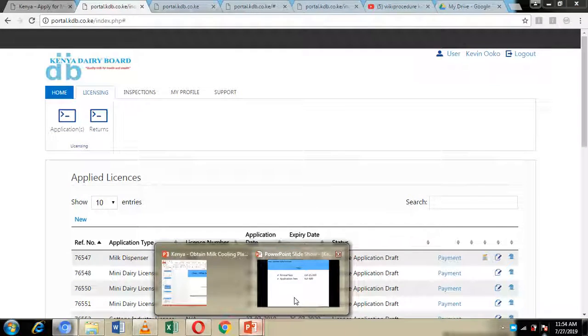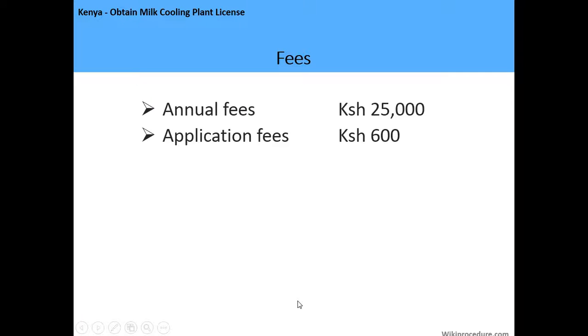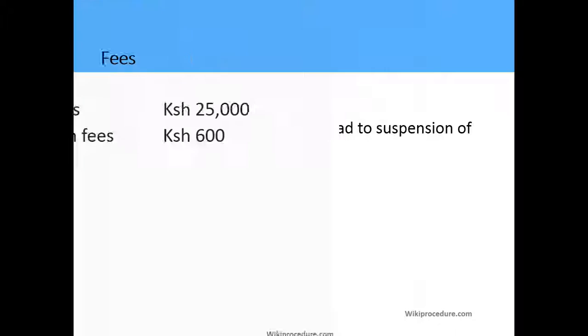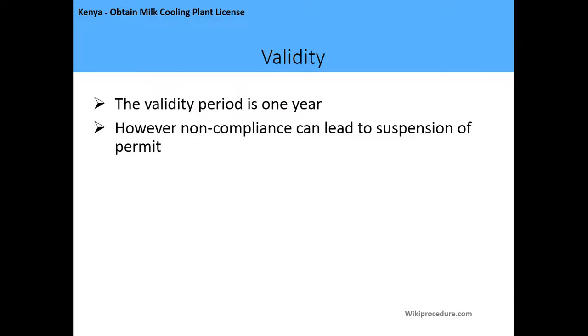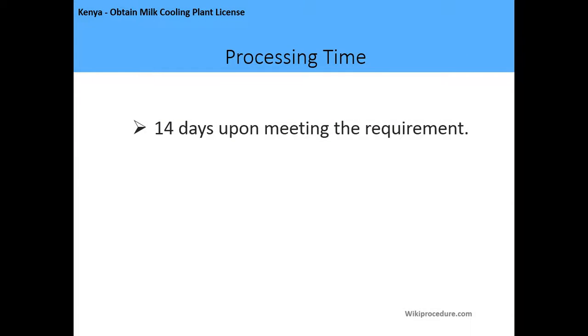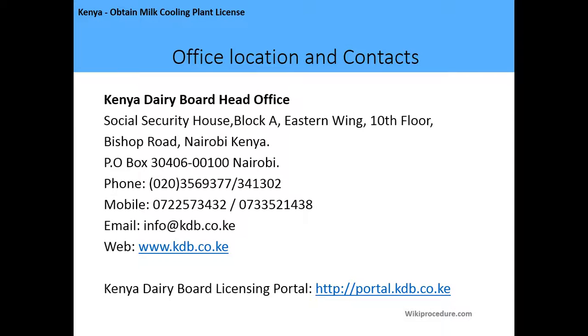So let's continue. The annual fees is 25,000 shillings. The application fees is 600 shillings. The validity period is 1 year. However, non-compliance can lead to the suspension of the permit. The processing time is 14 days. Contact information of the Kenya Dairy Board.